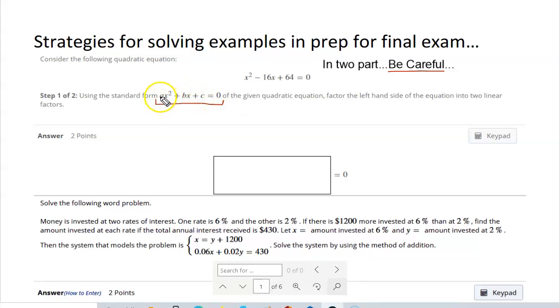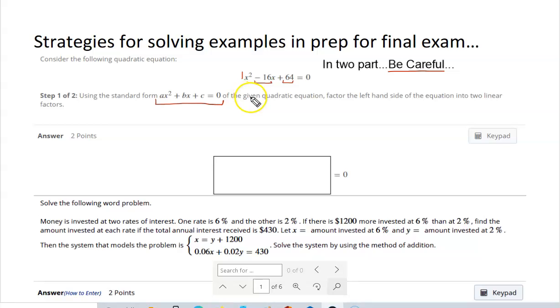In some cases, you have to identify what the a term is. That would be the coefficient of the x squared. And when there's nothing written there, there's a 1. So a would be a 1 there. Now your b is the coefficient of the x term, which is a negative 16. And your c term is the 64.